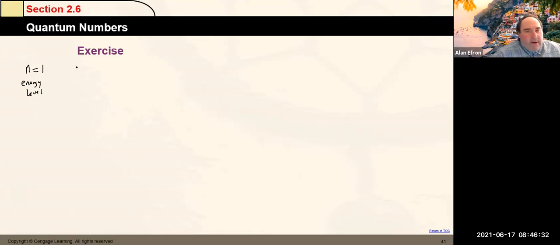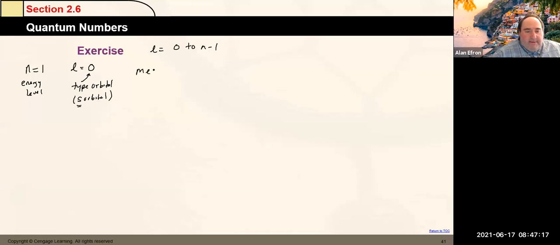Now with n equals 1, L could have values of 0 to n minus 1. N is 1, 1 minus 1 is 0, which means the only acceptable value you could have for L on the first energy level is 0. What does that mean? That means the type of orbital that we're dealing with in this particular case is an s orbital. When you have an L value equal to 0, that represents our s orbital.